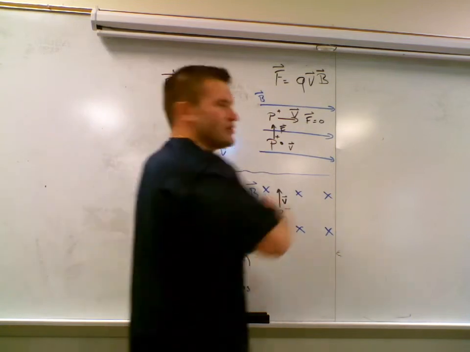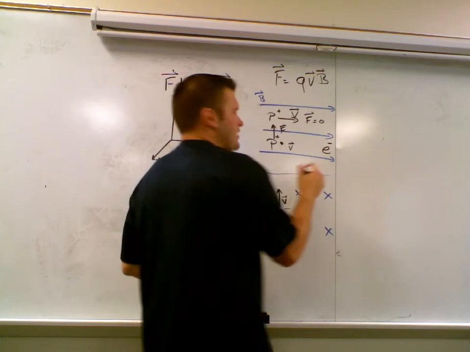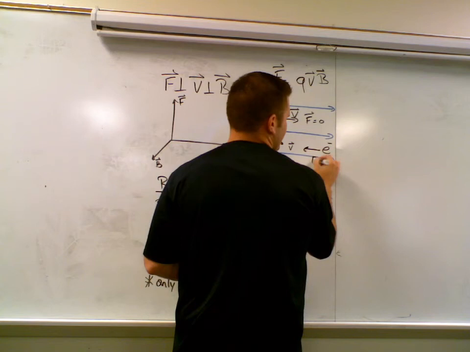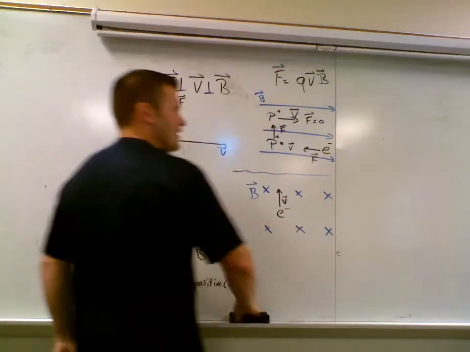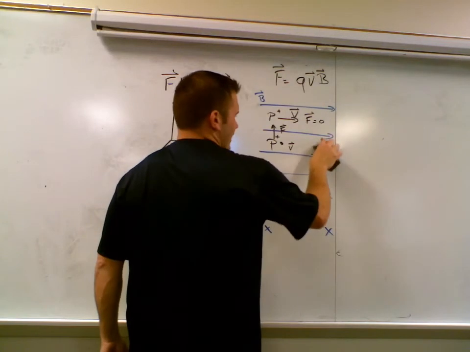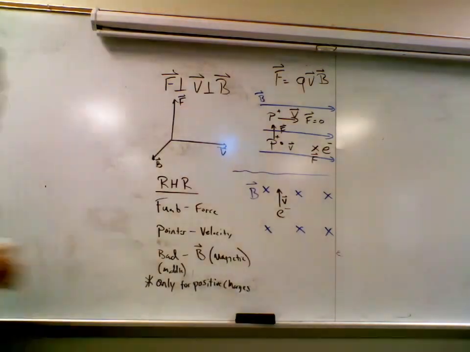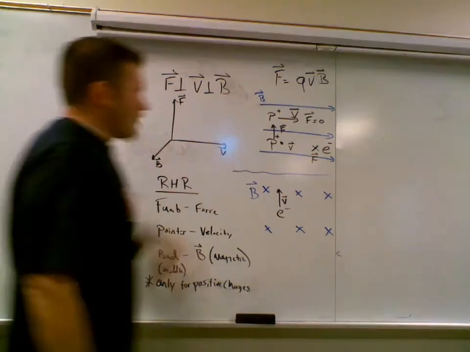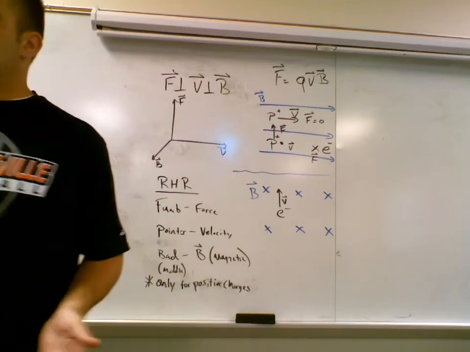Okay. Let's say now I have an electron. It's in the same magnetic field as that proton, but it feels a force in this direction. Oh, that can't happen. Why can't that happen? Because it's not perpendicular to the B field. But it feels a force in that direction. What does that direction mean? The X means it's going away. Okay? So if I want to figure out the velocity of this electron, which finger's velocity?